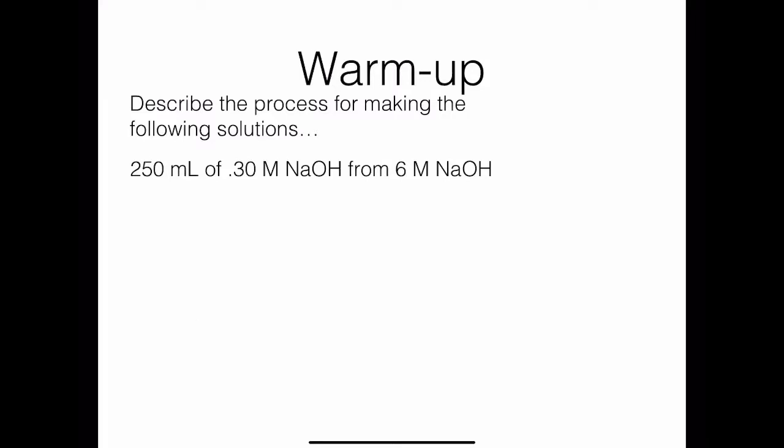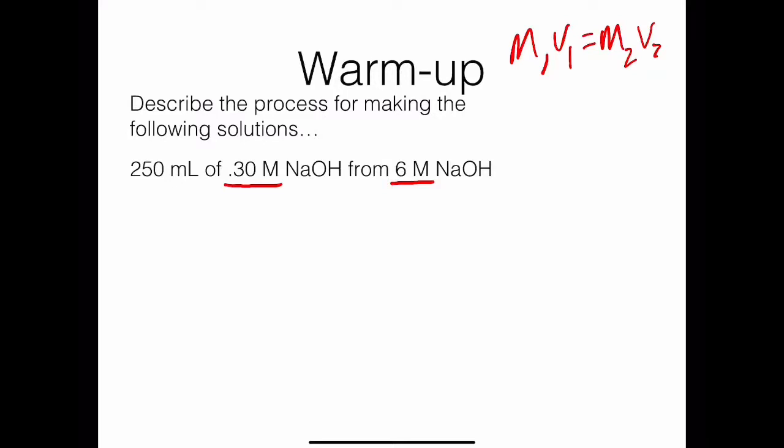Describe the process for making a solution of 250 milliliters of 0.30 molar sodium hydroxide from 6 molar sodium hydroxide. So what we should see here is that we're starting with a 6 molar solution and we're ending with a 0.3 molar solution. So this is clearly a dilution problem in which we can use the dilution equation. Remember, our dilution equation is M1 V1 equals M2 V2, because we have to remember that moles before the dilution are the same as the number of moles after the dilution.